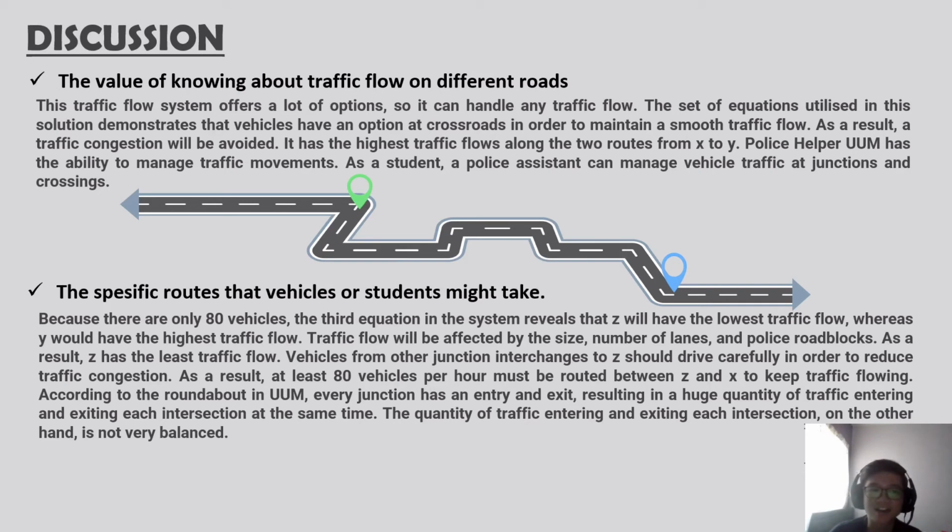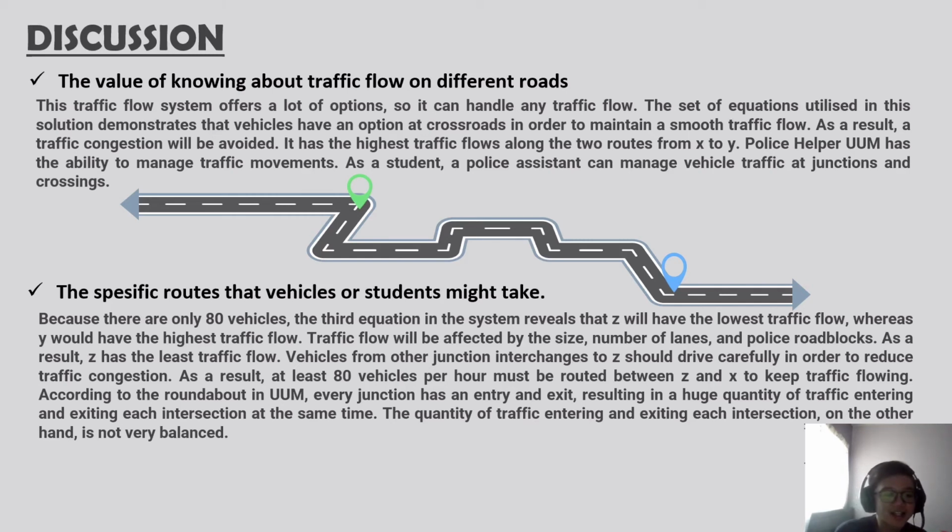just like what our data has presented, where it has the highest traffic flow along the route from X to Y. The solution to this problem would be for police helpers to come and help regulate the flow of traffic when a road has a specifically high traffic flow. They can help manage traffic flow during peak time to ease the congestion along the way.